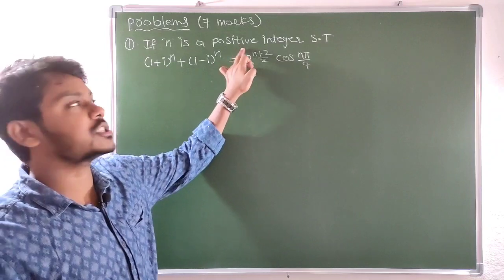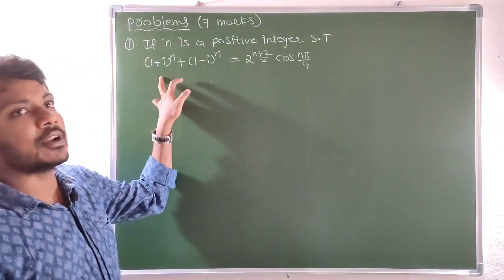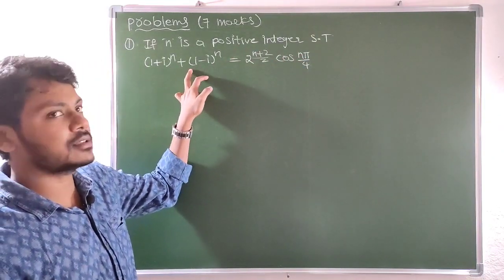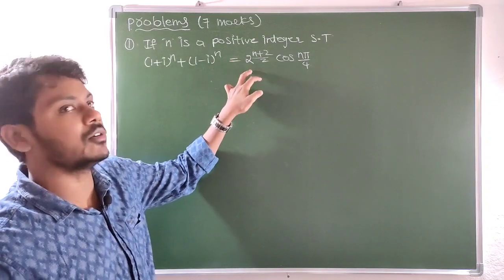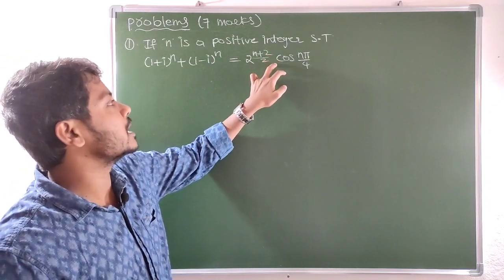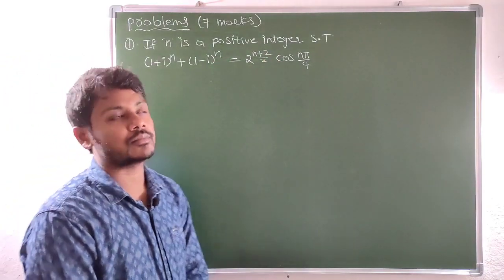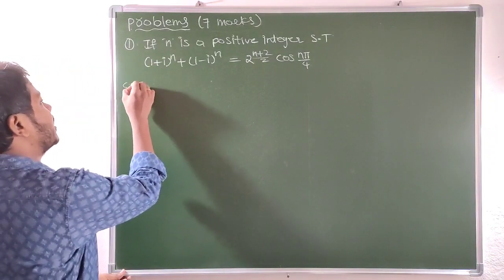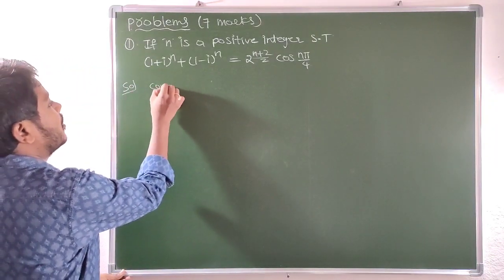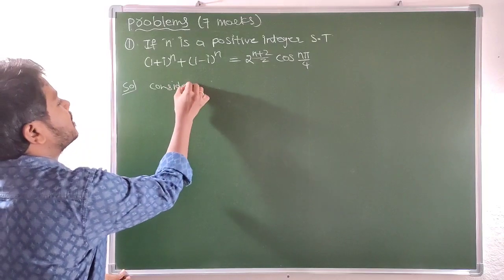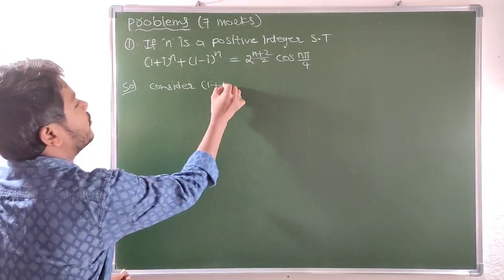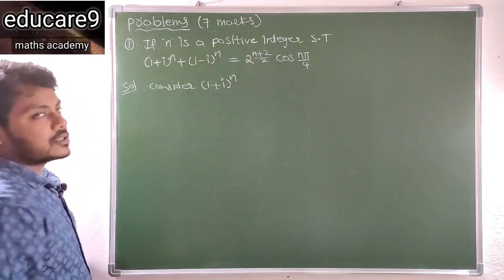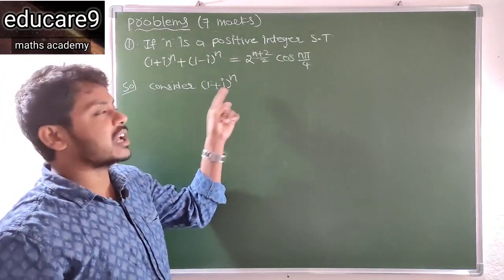If n is a positive integer, show that (1 + i)^n + (1 - i)^n equals 2^((n+2)/2) cos(nπ/4). So, see here, consider (1 + i)^n. So clear it in the form of x + iy.